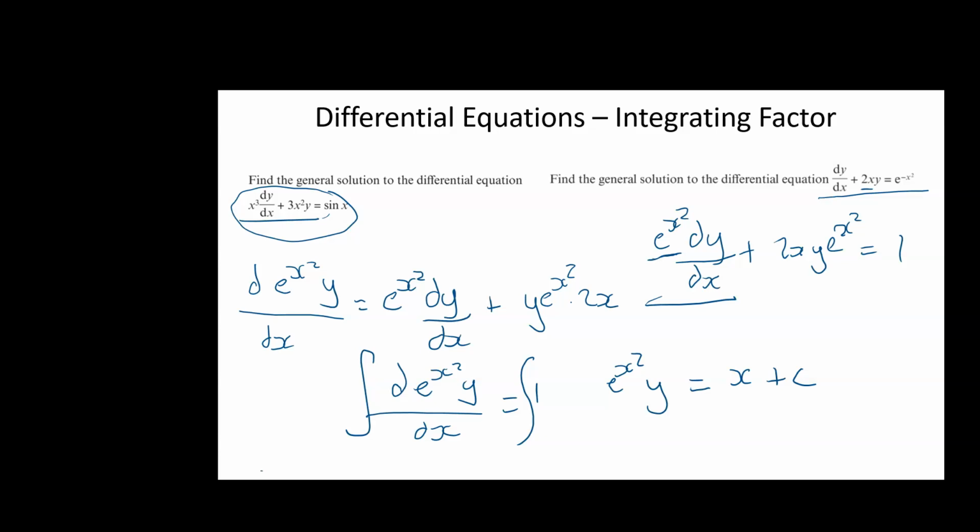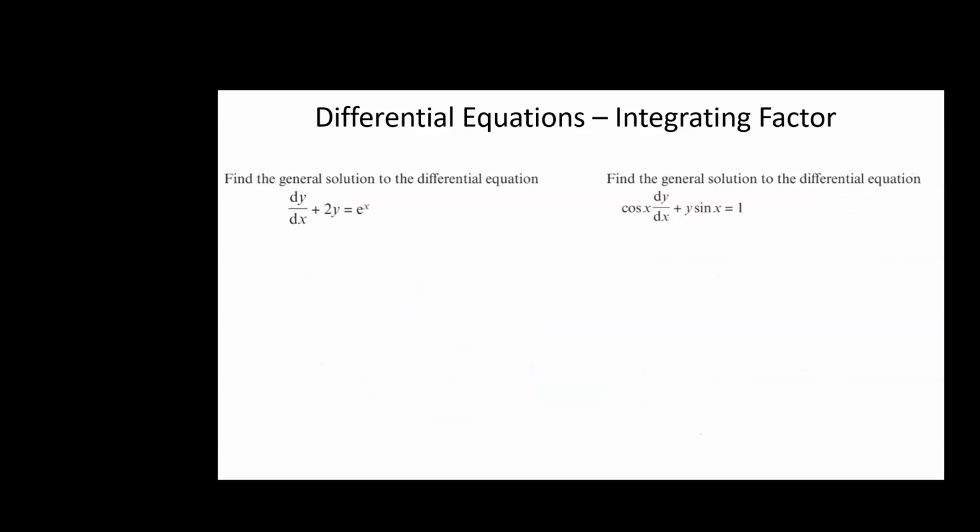So hopefully you can see that if we use that trick, here's a couple more examples. I'm just going to write that trick out again: if you have got dy by dx plus p of x y equals q of x, then you multiply every term by e to the power of the integral of p of x dx.